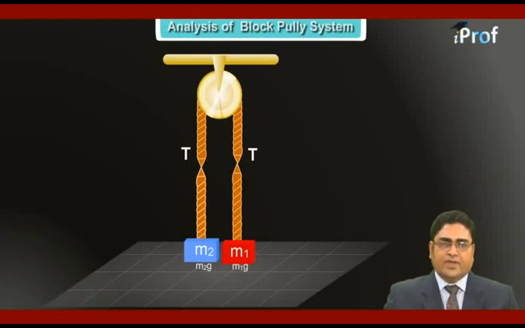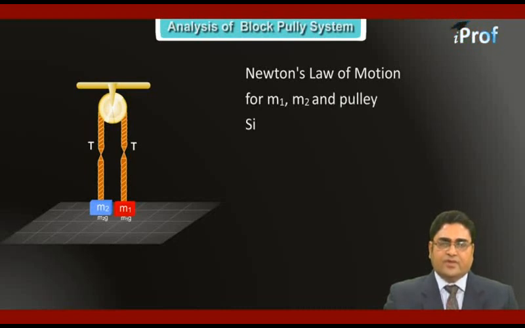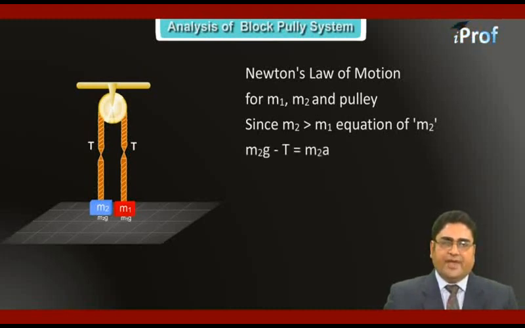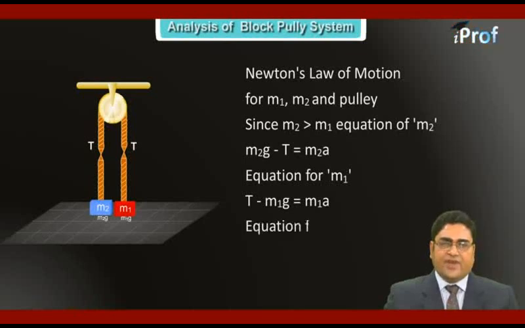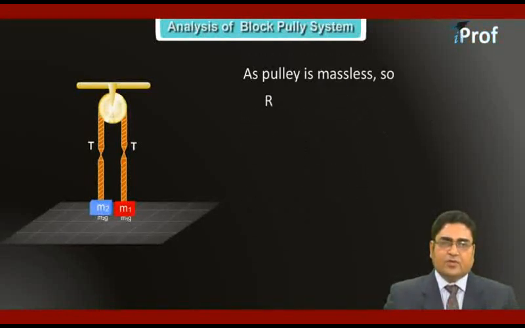Now we start writing equations of Newton's laws of motion for M1, M2 and pulley. Since M2 is more than M1, so equation for M2 is M2g minus T equal to M2a, and equation for M1 is T minus M1g equal to M1a. Equation for pulley is R minus 2T equal to 0, because pulley is massless, so R equal to 2T.